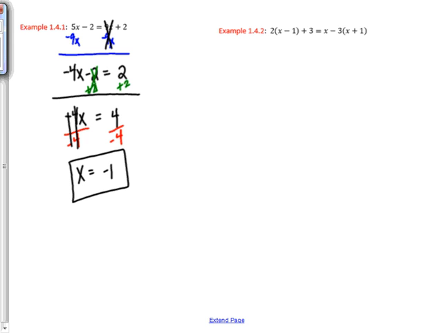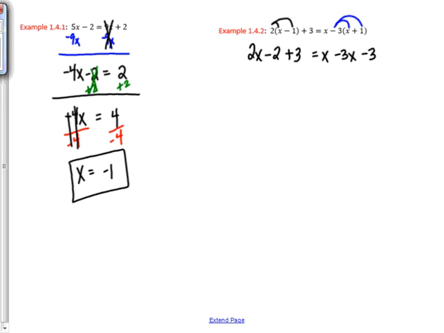Second one's a little bit harder because we've got some simplifying to do. So if I look at the first one, the second one over here, the first step is to simplify. So let's distribute that 2. So I need to multiply that 2 through that parenthesis. So I would end up with 2x minus 2, and then I have that plus 3. And then over here, be careful with your distributing because you're not distributing a 3, you're distributing a negative 3. Always grab the sign with it. So negative 3 times x is negative 3x, and negative 3 times 1 is negative 3.